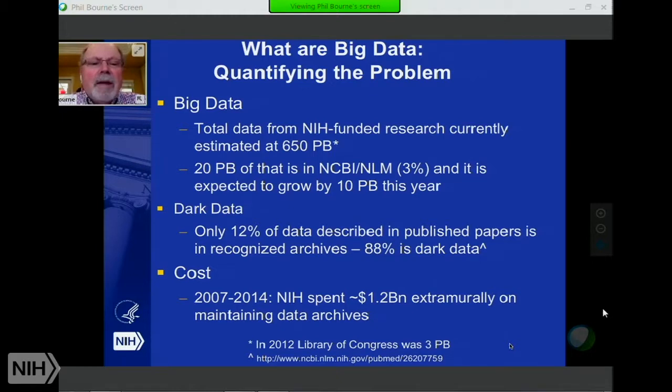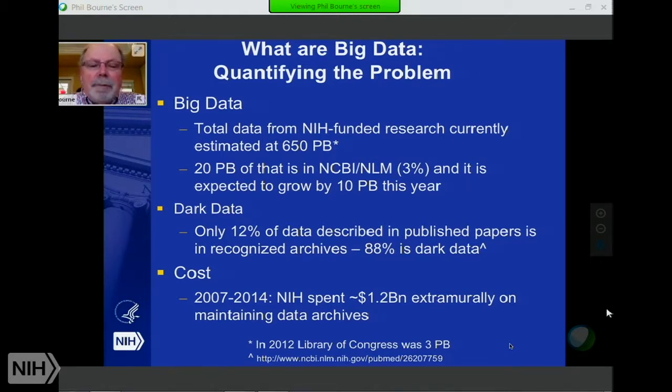88% is so-called dark data, which either sits on a server in a lab or is on a website and atrophies away. So clearly, it's not to say that all of that data is valuable, but much of that data would be required to actually reproduce the experiments in those published papers. And so if 88% of it's being lost, that's a pretty serious situation.